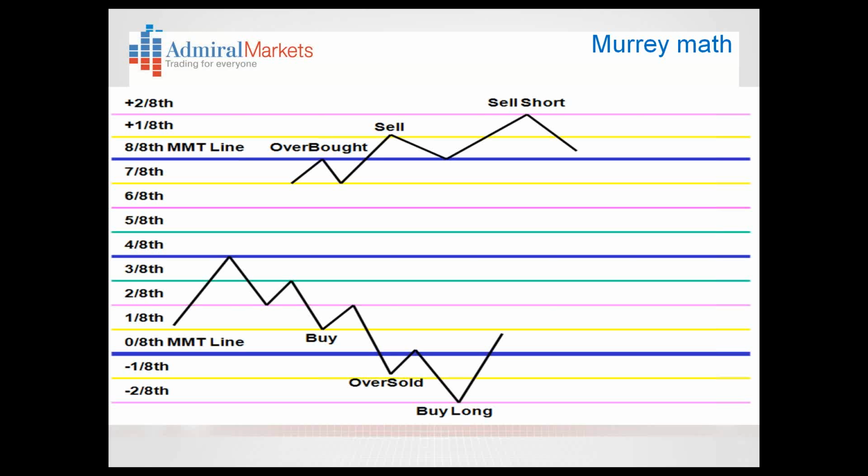So this was just a small example of Murrey Math, and really these lines tend to be maybe the most accurate lines of all indicators, toe-to-toe with Camarilla. But those are very complex, much more complex than Camarilla.